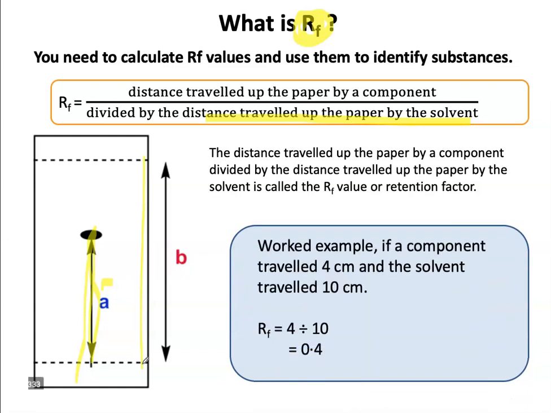Here's your worked example. If a component traveled 4 centimeters and the solvent traveled 10, RF is 4 over 10. Please note, no units.